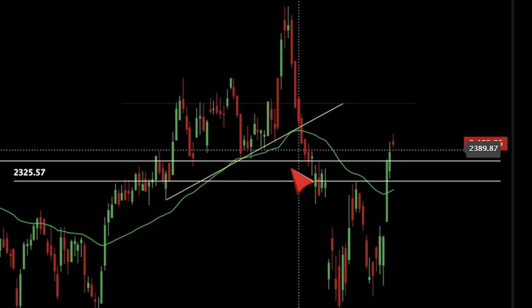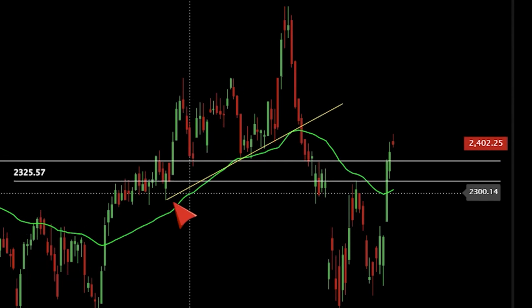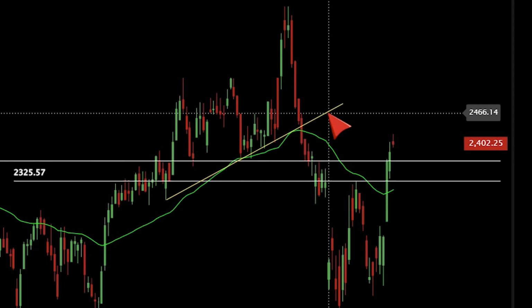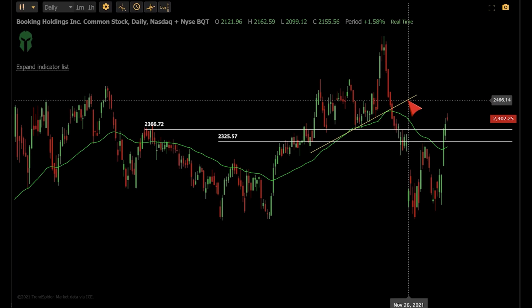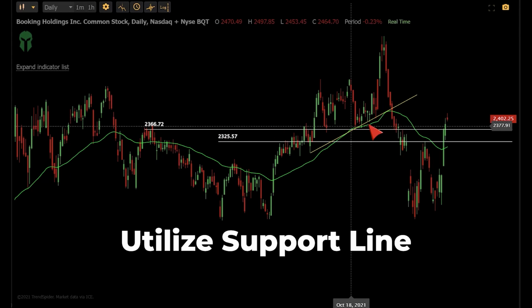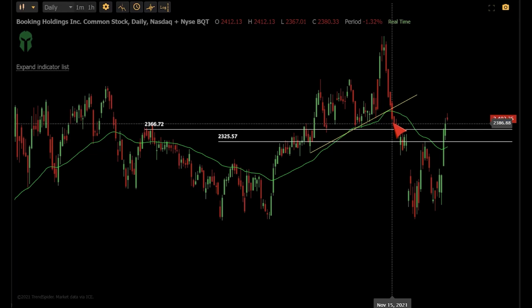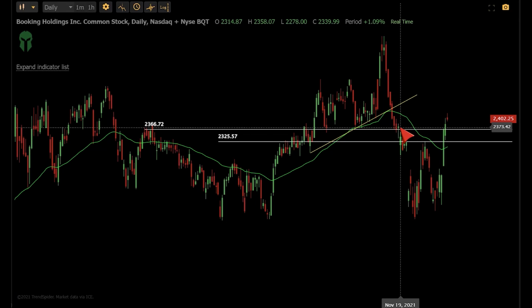Now, what else are you going to utilize? You're going to utilize your trend line, and the break of the trend line is going to give you another data point. You're going to utilize this 23.6672 level and see if you break that level. You might want to wait for that to happen, or you might not. This depends on you and how you trade.